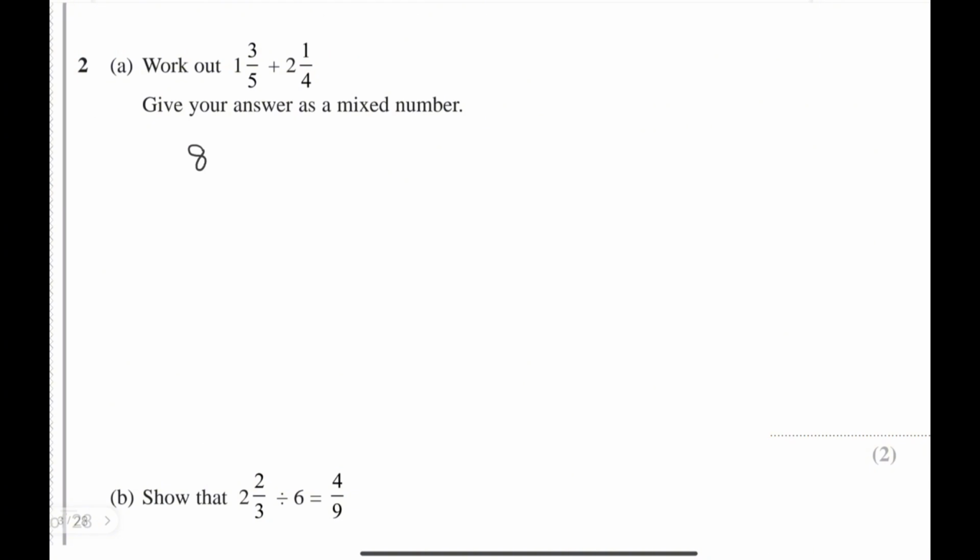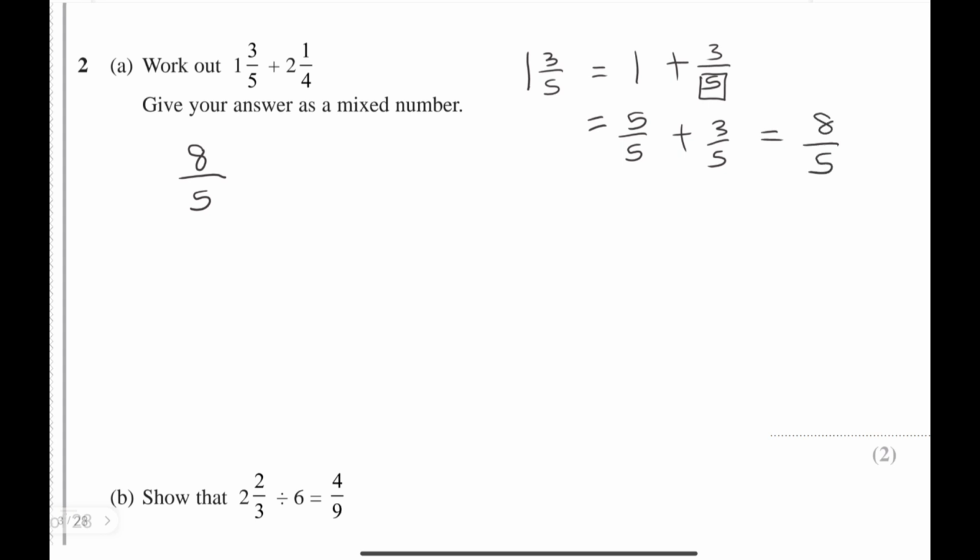So that is 8/5. Another way to do that is to break up 1 and 3/5 as 1 plus 3/5. And as we know, since this is a fifth, then 1 is the same thing as 5/5 plus 3/5, and that will be the same thing as 8/5.